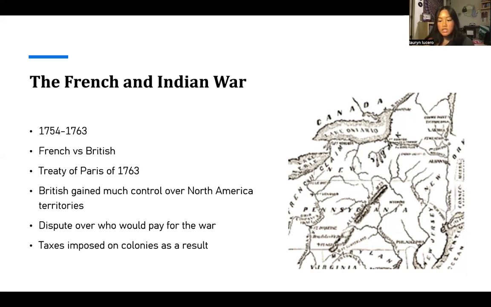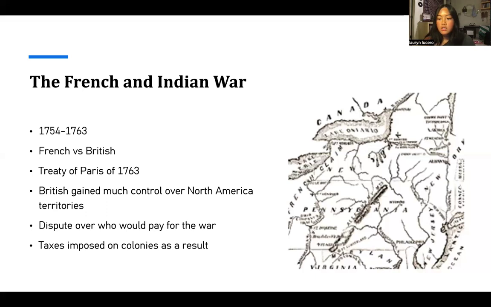After the war, the debt dispute was settled, and the king and the parliament ended up paying for the war. However, soon after, they decided that the colonies should be the ones paying for it, so they imposed a series of taxes as a result. This taxation ultimately started a cycle of conflict and unfair treatment between the British government and the colonies.